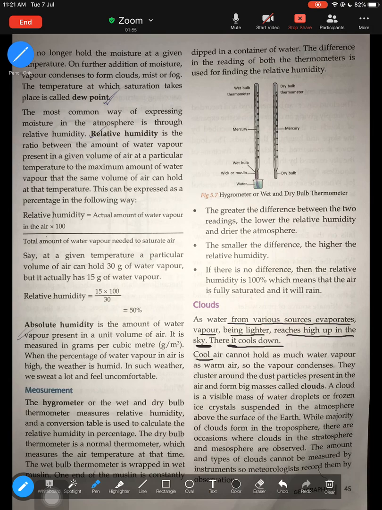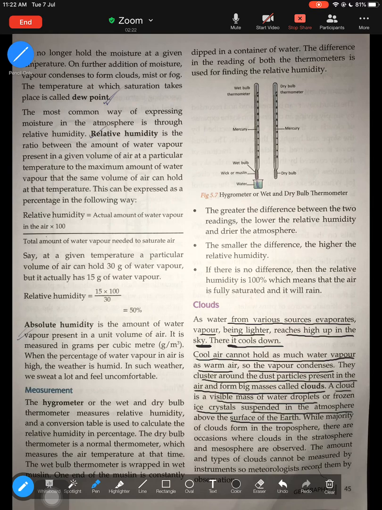Please underline. Cool air cannot hold as much water vapor as warm air, which we've already learned in humidity. So the vapor condenses. They cluster around the dust particles present in the air and form big masses called clouds. So what is a cloud? A cloud is a visible mass of water droplets or frozen ice crystals suspended in the atmosphere above the surface of the earth. Alright, so how do you form clouds?